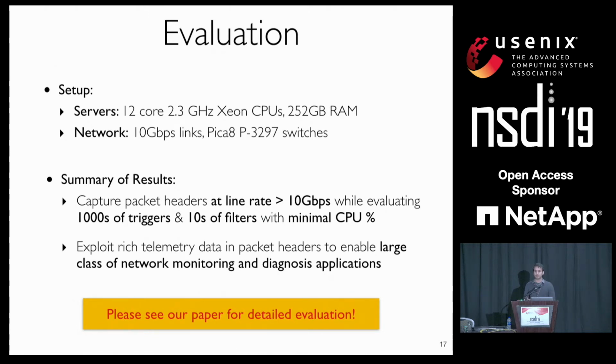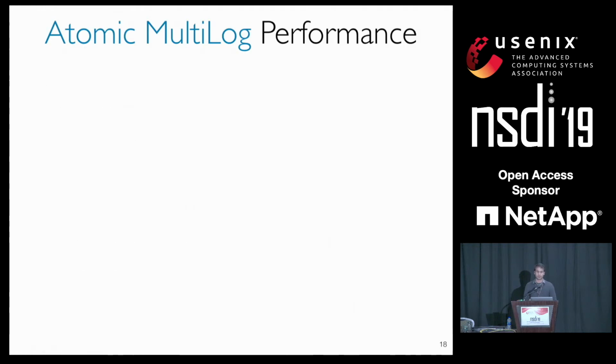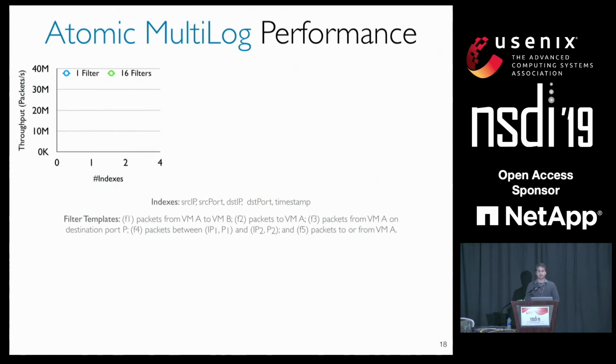Unfortunately, I will only have time to go through a fraction of these results, but I would encourage you to take a look at our paper for detailed evaluation. One of the main goals in Confluo was to ensure that we are able to sustain very high packet rates while supporting rich monitoring and diagnosis functionality using derived data structures such as indexes and per packet filters. In order to evaluate this goal, we essentially looked at the performance of the atomic multilog in terms of its packet capture rates using multiple filters and per packet indexes.